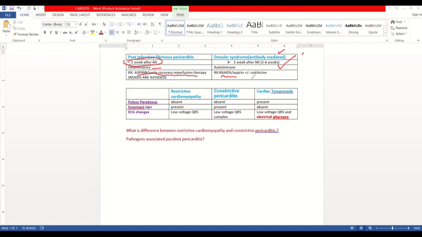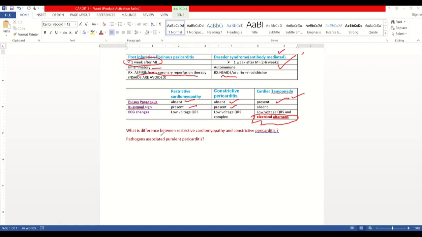In restrictive pericarditis, pulsus paradoxus is absent. Kussmaul sign is present, right? Constrictive pericarditis, pulsus paradoxus absent, Kussmaul sign present. Pulsus paradoxus may be present in constrictive pericarditis, but it is a rare finding, right? Cardiac tamponade, pulsus paradoxus present, and electrical alternans. This is the high yield finding present in cardiac tamponade.